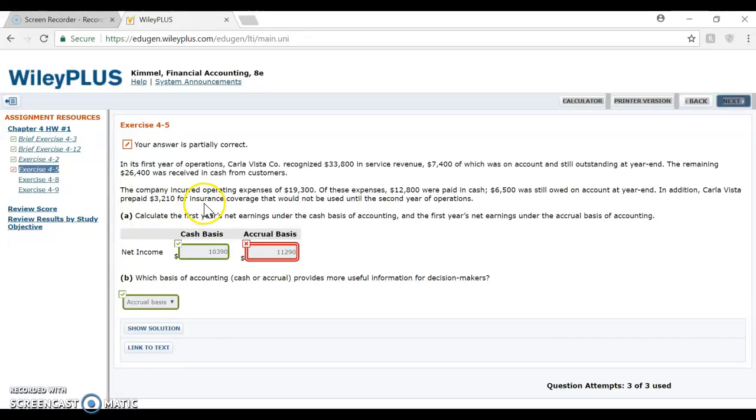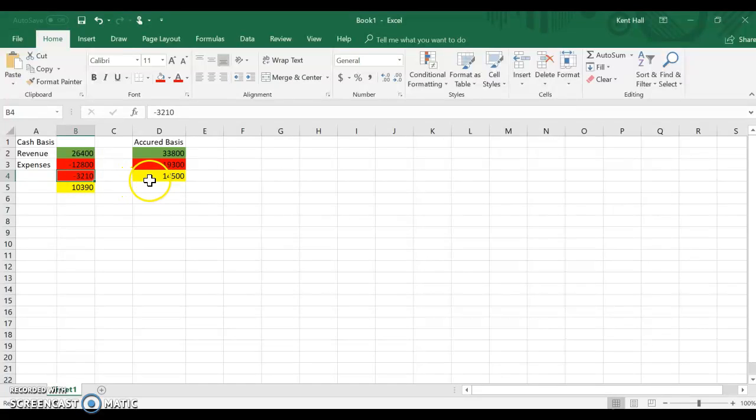And then as far as the prepaid insurance, because we were looking at the net earnings for the first year, and the insurance will not be used until the second year of operation, we don't need to worry about that under the accrual basis because it's not an expense yet. So the total net income for the year would be $14,500. And then the cash basis would be $10,390.